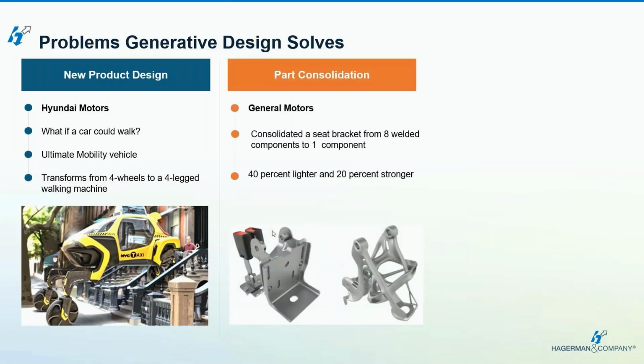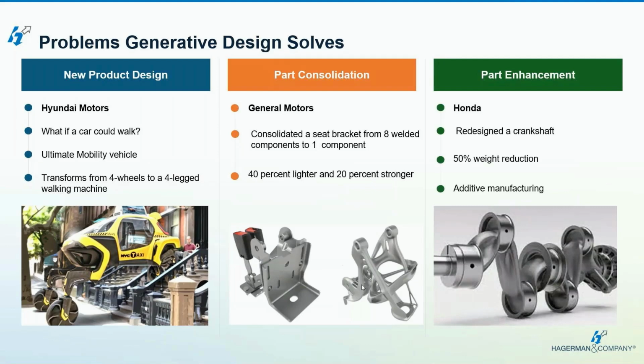So also for part consolidation. General Motors, on the left-hand side here, there's a screenshot of an assembly that had 8 different components in it. What they've done is they've taken the preserved geometry of the areas where it's being bolted or where it needs to connect, and then used generative design to make it one component instead. What that will do is not only cut down on tolerances, because you're not putting pieces together, it's just one component now, but they've made it 40% lighter and also 20% stronger with just one component instead of the 8.